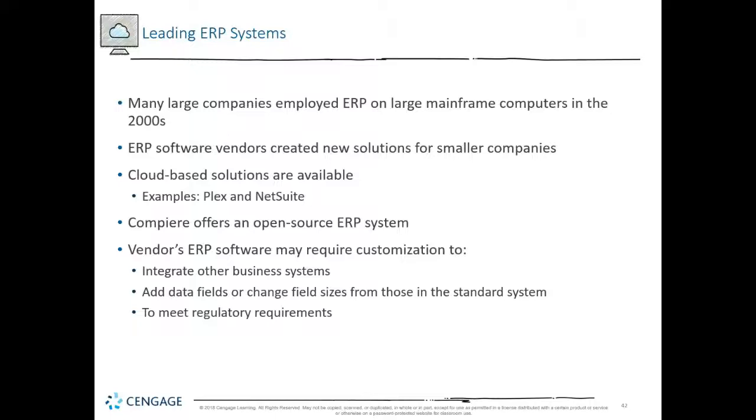Leading ERP systems. Many large companies employed ERP systems on large mainframe computers in the 2000s. ERP software vendors created new solutions for smaller companies. Cloud-based solutions are available, for example Plex and NetSuite. Compiere offers open source ERP. Vendors' ERP software may require customization to integrate other business systems, add data fields, or change field size, or to modify standard systems to meet regulation requirements.